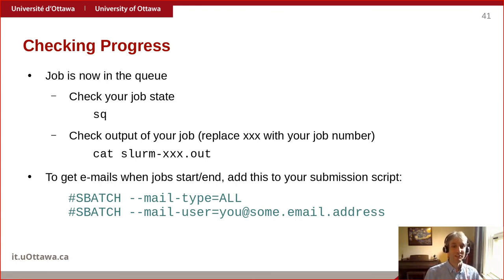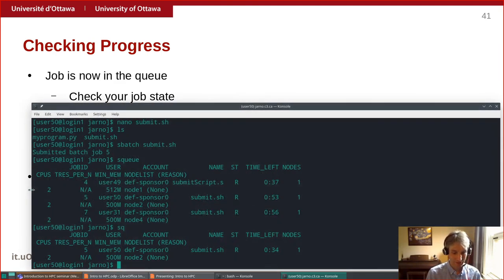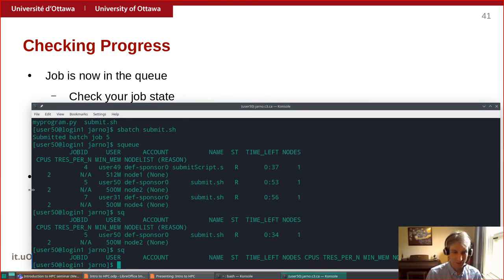So that's what I've written on this slide here. sq checks in on your job state. And if you submit multiple jobs, it will show you all the jobs. And the format is a bit screwed up right now because my shell is too narrow with this font. So I'll just make it bigger. Oh, my job stopped. I'll just submit it again.